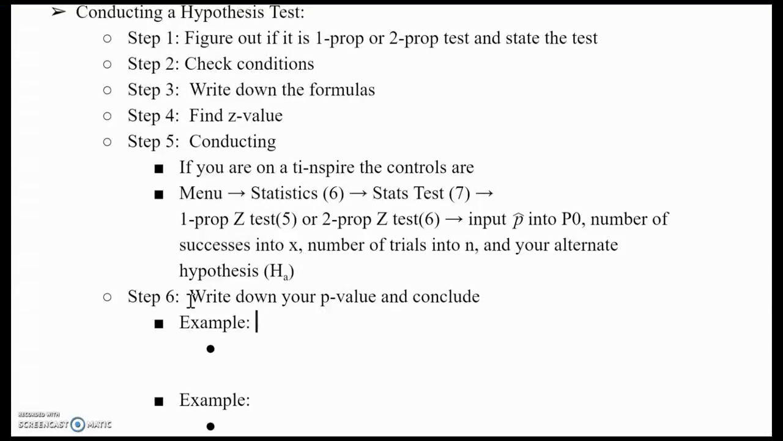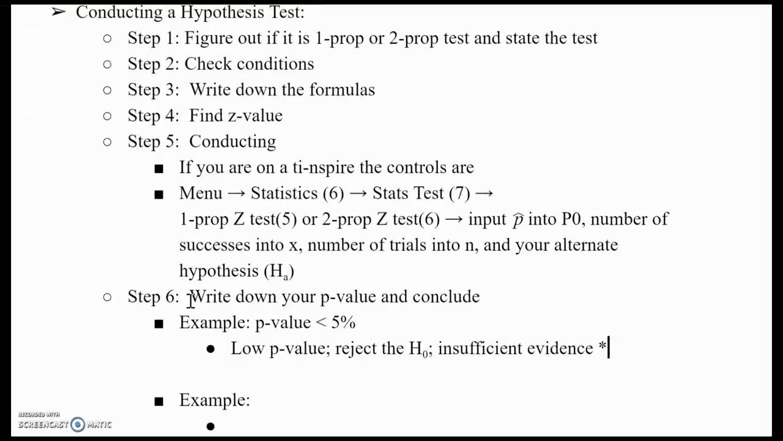So let's say your p-value, for example, is less than 5%, you would say low p-value. This is how I wrote it in my exam. Low p-value, reject the null hypothesis. Insufficient evidence that your alternate hypothesis is true. Why do I put this in a star? Because you have to write down what it is. So if your alternate hypothesis is that the proportion is not equal to 0.4, you write low p-value, you reject the null hypothesis, insufficient evidence that your, sorry, not alternate, your null hypothesis.